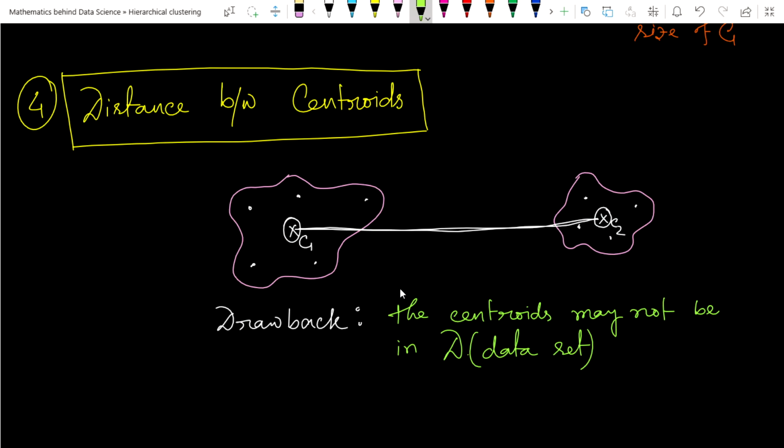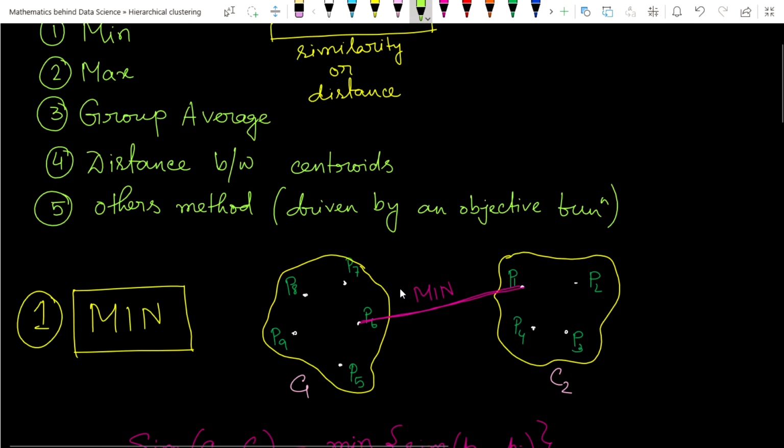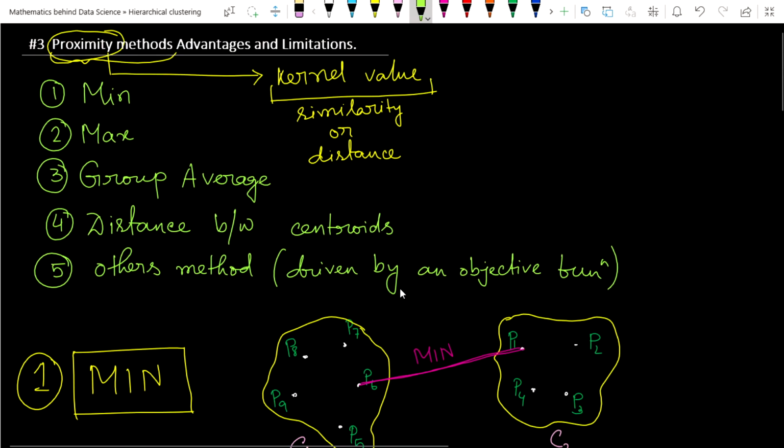Now the fifth one is that we have other methods, which depend on our requirement: what kind of similarity we have, what kind of accuracy we need. In such cases we have to make the objective function according to our requirement. So I am not going to discuss this fifth case. When we discuss case studies and projects, we will see how to use this kind of objective function.